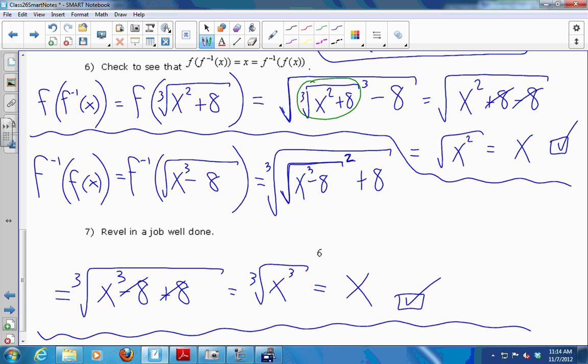You have to be able to do this on a test, yeah. I could give you two functions, f and g, and say, are they inverses? And you would compose them and show that you get x.